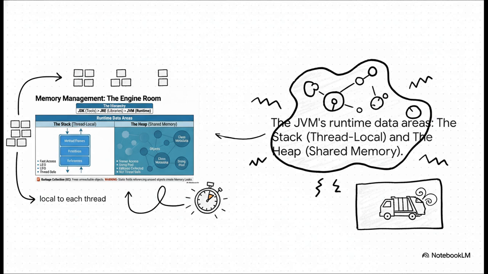On the left is the stack. Think of it as a neat, tidy, and private workspace for each thread. It's where your method calls and local variables live. It's super fast. On the right, you have the heap. That's the big, shared warehouse where all of your actual objects are created.